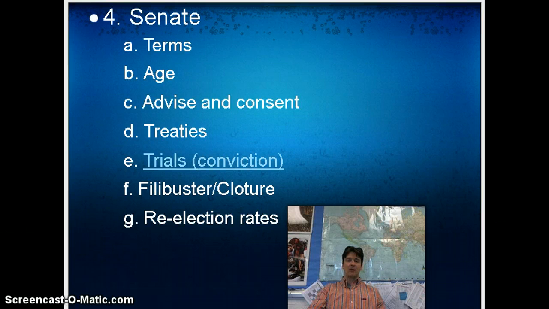Essentially what it is that every single appointment that the president makes, whether it is to the Supreme Court, a federal judge, or a cabinet position, the Senate has to approve that decision.